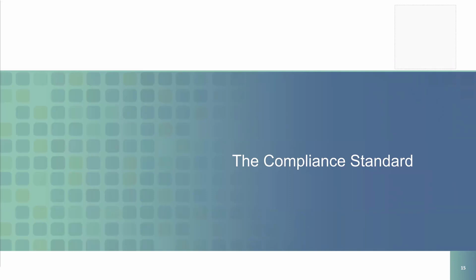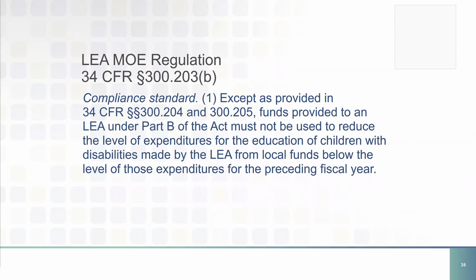Now, we'll take a look at the compliance standard. The regulation at 34 CFR section 300.203(b) is the compliance standard. Generally, this requirement states that an LEA must expend at least as much in a state fiscal year as it expended in the preceding fiscal year. That's a short way of saying it, and it can be complicated, so let's break it down.